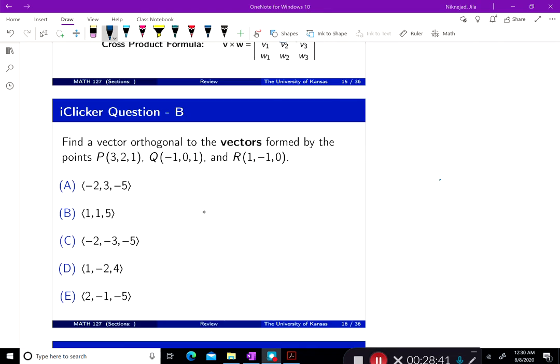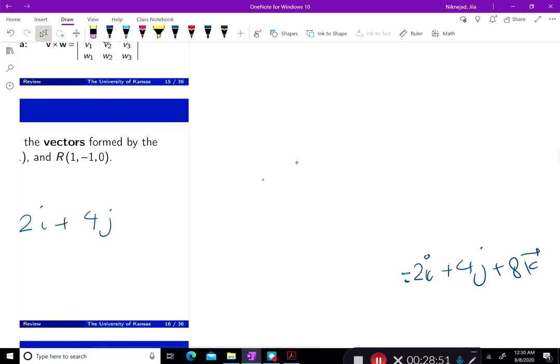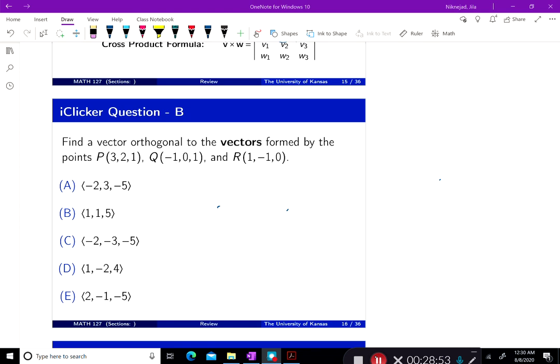So what we computed was 2I plus 4J. So hopefully you paused and you found the values.